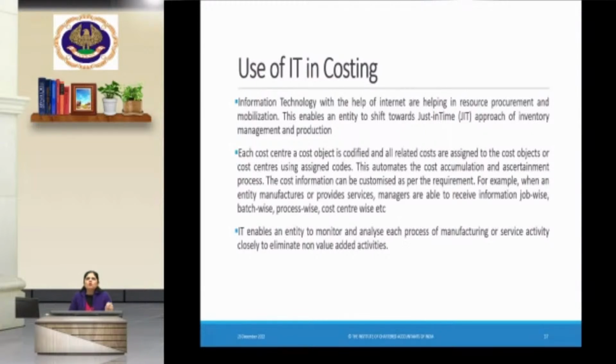So let us say code 01. All the costs will be accumulated to code 01. Code 01, let us say, signifies product A. We will not say product A, we will say code 01, or this cost will go to code 01. This cost will go to code 01. This way, the coding also helps a lot. The cost information can be customized as per the requirements. For example, when an entity manufactures or provides services, managers are able to receive information job-wise, batch-wise, process-wise, and cost center-wise. So basically, they can have information any which way. That is the importance of cost accounting.